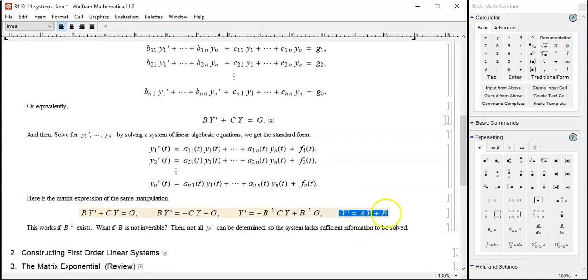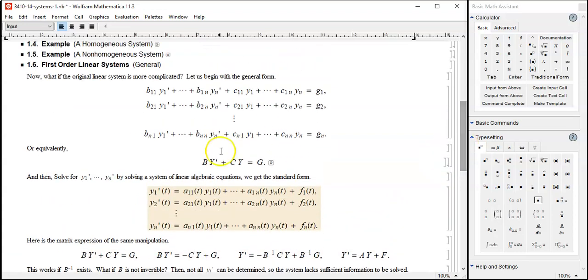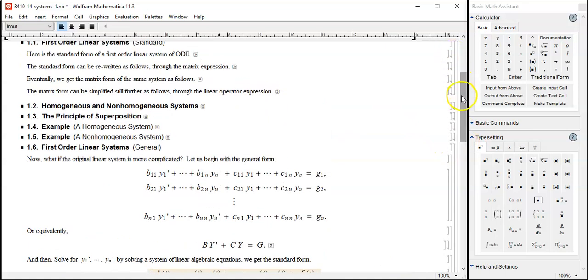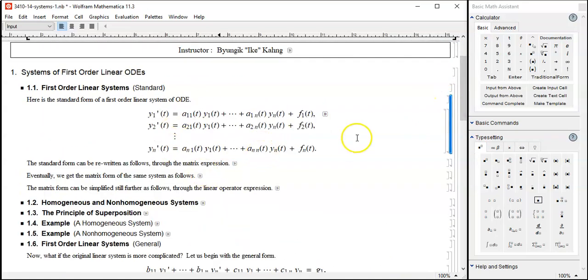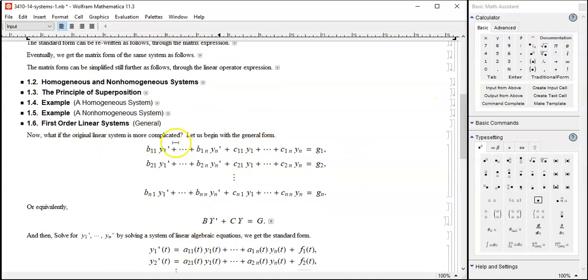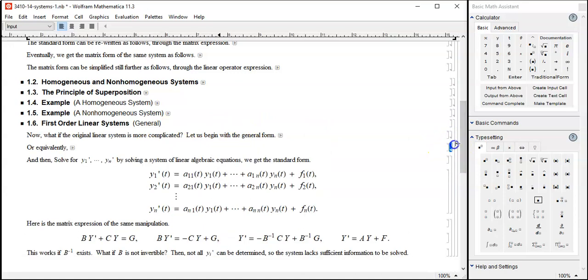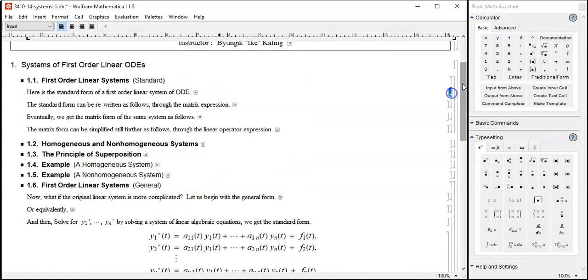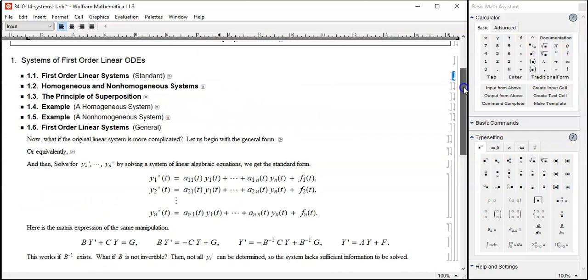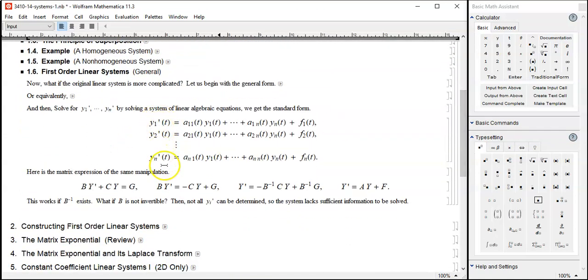What we have here is the standard form, this one. So even if I start from the general form like this, far more complicated, compared with the standard form, because we have too many derivatives intertwined here. But with some tedious algebra, tedious but elementary, we can solve for y1 prime to yn prime and get the standard form, and we can go from there. So all the theory of linear operators and so on can apply.